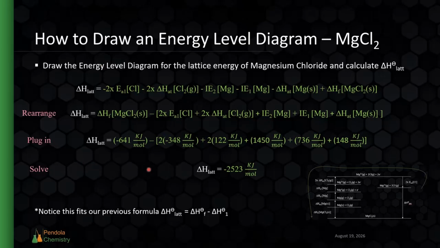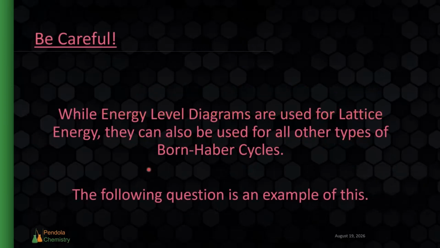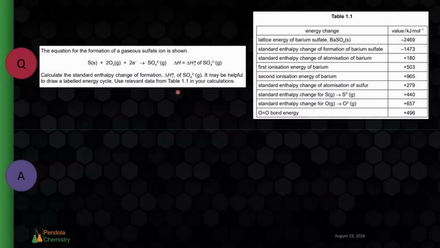So something you gotta be aware of is that it's not always gonna be this straightforward, right? Sometimes energy level diagrams can be used for things that are not lattice energy, or they can be used for other types of lattice energy problems where you might not use every single one of the same enthalpy changes that we just saw. So you gotta be careful. These kinds of problems require a lot of critical thinking. Some of these can be very high level AO2 problems. So the following question is an example of this, and let's walk through it together.